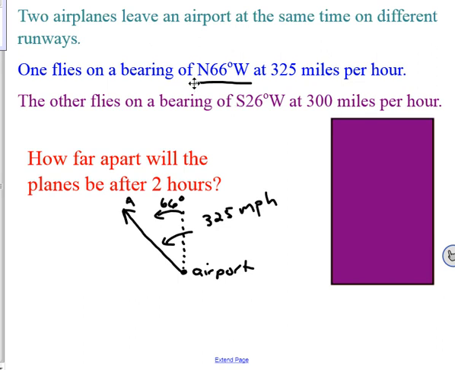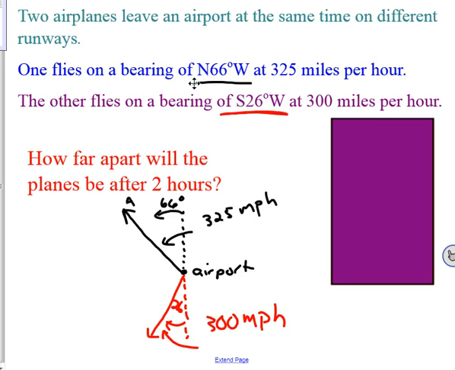Plane B is flying on a bearing, again, of 26 degrees west of south. So instead of going due south, it is going 26 degrees west of south. And it is going at 300 miles per hour. Okay, so that's sort of the start of my picture.